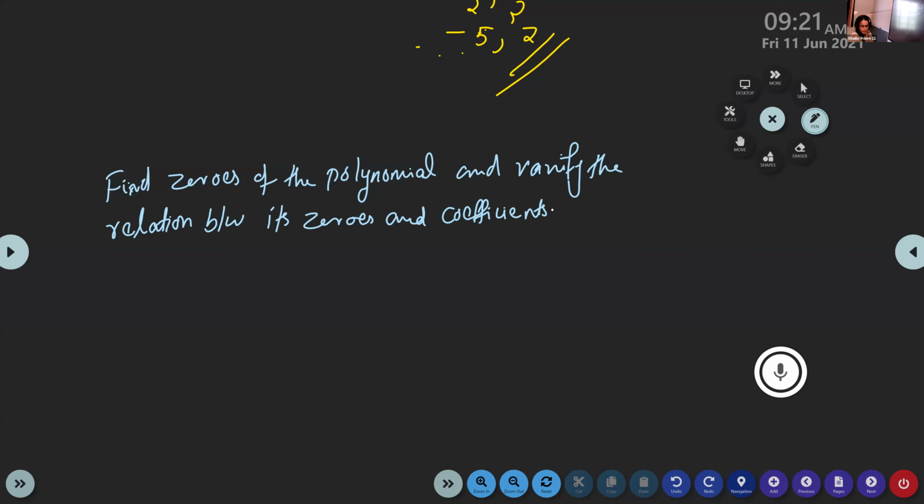The polynomial is 2x square plus 5x minus 12. First of all, find the zeros. Any method you can use.